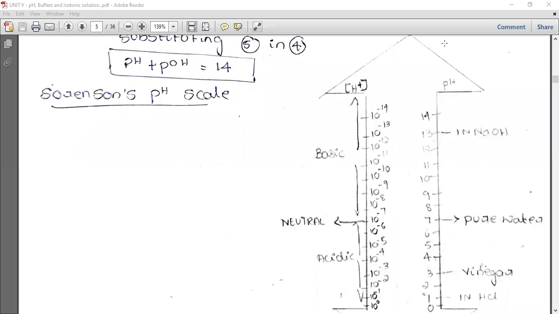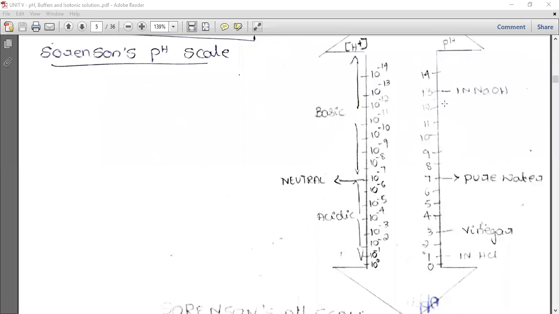Moving on to next, very important, Sorensen's pH scale. As I told, a pH scale which is actually developed, which is an arbitrary scale, which has been considered. The name of the scale is Sorensen's pH scale. So it looks like this, as you can observe. On one side you find the pHs, the other side the concentration of H plus ions involved. So what would they be considered?